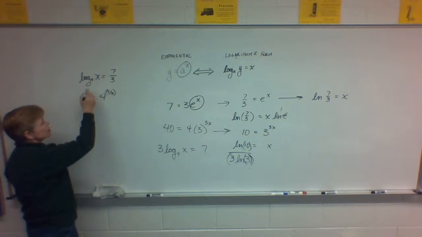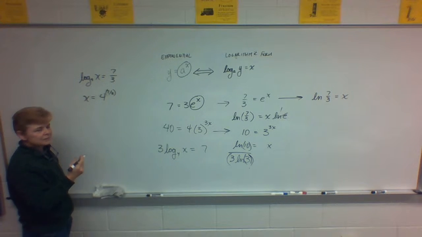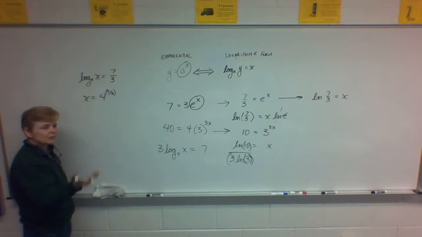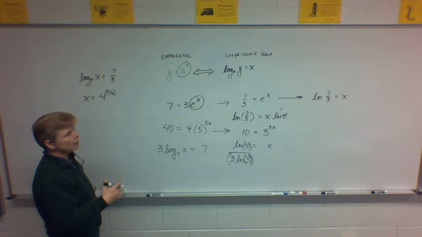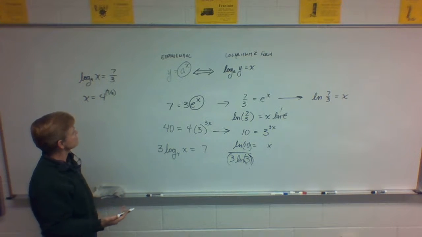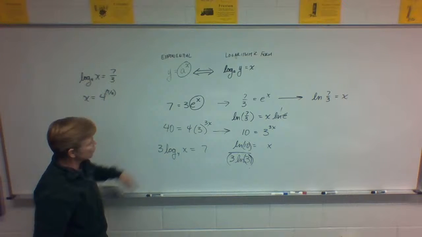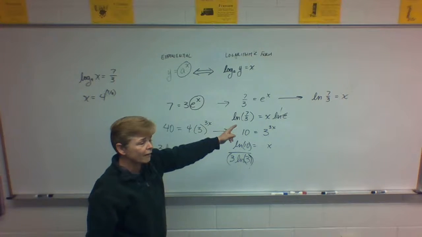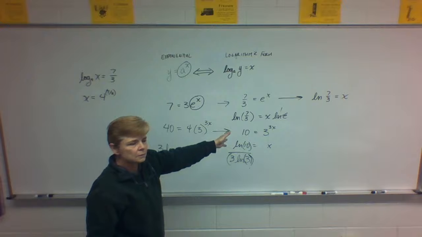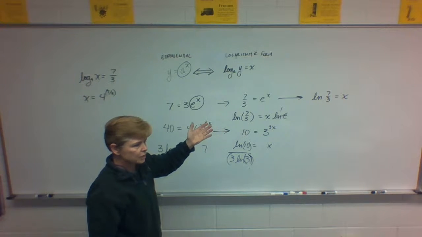See how it isolates the thing you couldn't get at? How it isolates it by going to the other form? That's the nature of inverses. Inverses undo things that are in your way. And logs and exponents are inverses. So if you have a log equation, eventually change it to an exponent. If you have an exponent equation, change it to a log by logging both sides. See what's going to happen?